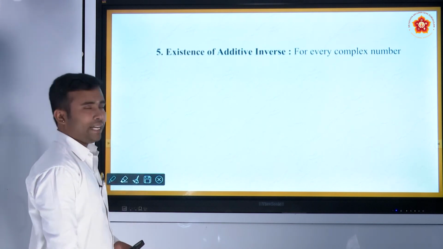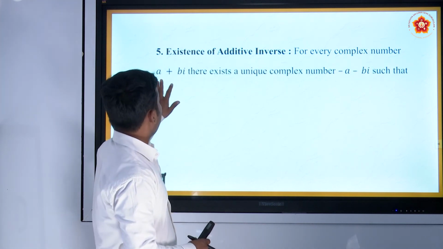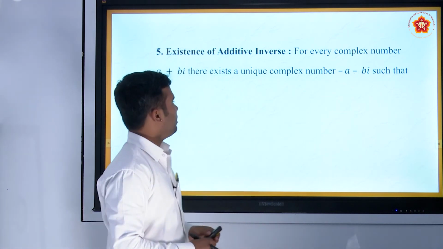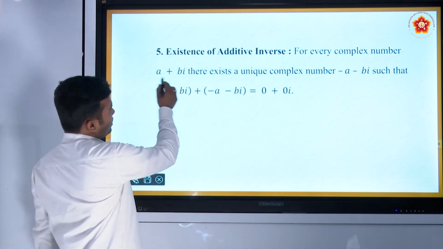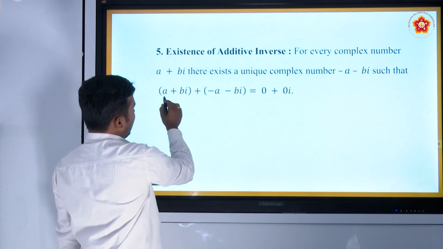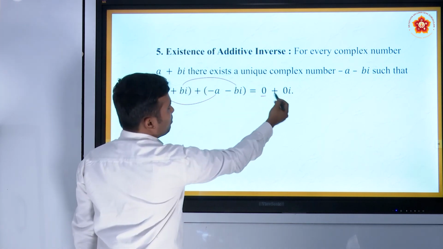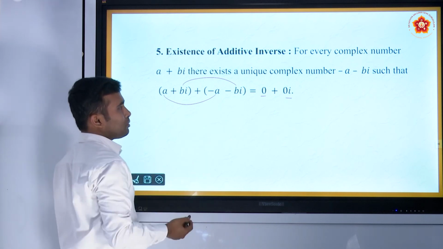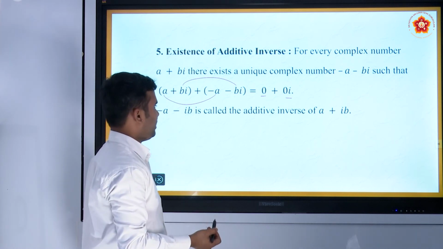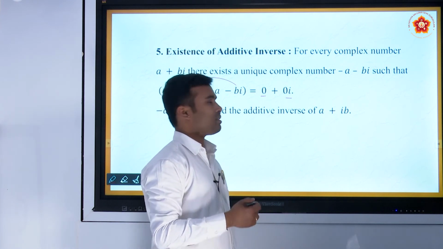Next property is existence of inverse. For a complex number a plus bi, there exists a unique complex number minus a minus bi such that if you add together this with that, a plus bi plus (minus a minus bi), you will get a minus a, which is 0, plus b minus b, which is 0. Okay, so 0 times i. So we can say that minus a minus bi is called the additive inverse of a plus bi.